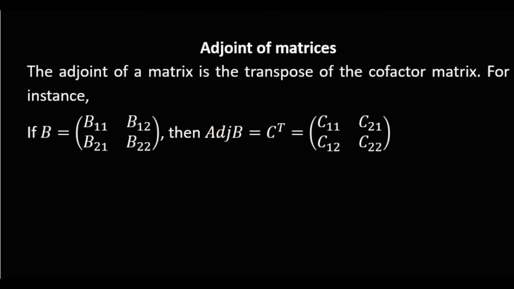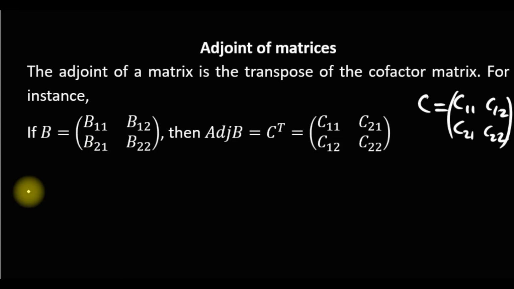So if the cofactor matrix is C equals C11, C12, C21, C22. So once you transpose it, the transpose is now interchanging row and column. So that's it. But we still have a special formula for adjoint of 2 by 2 matrix. You don't need to waste your time going the long process. So let's calculate adjoint of a 2 by 2 matrix. It's direct. It's very simple to calculate.